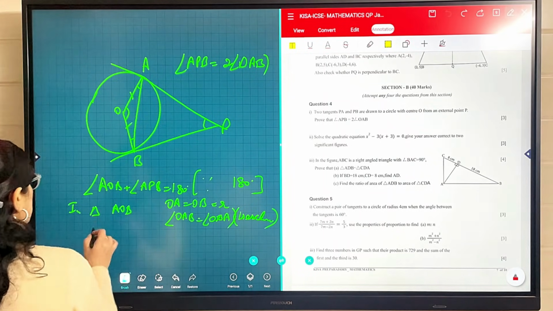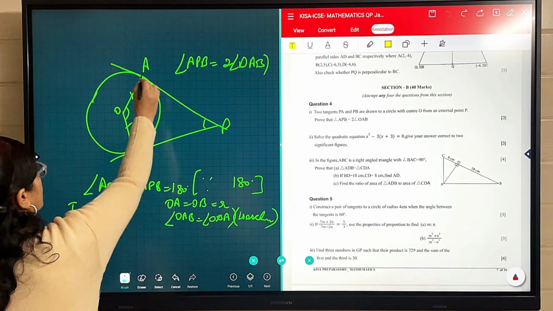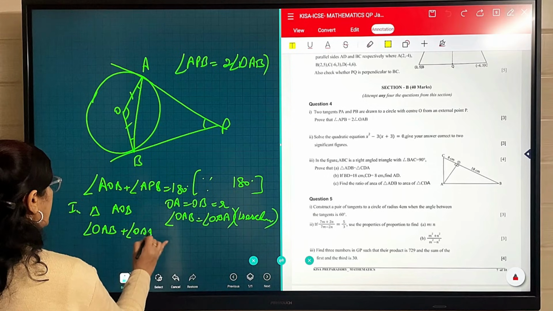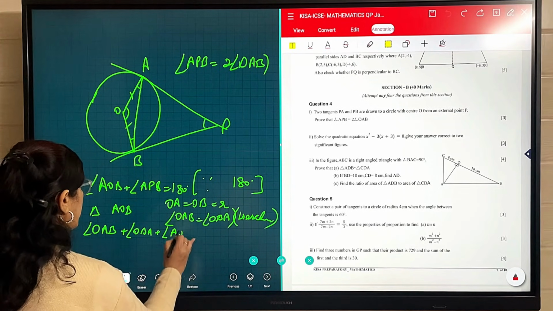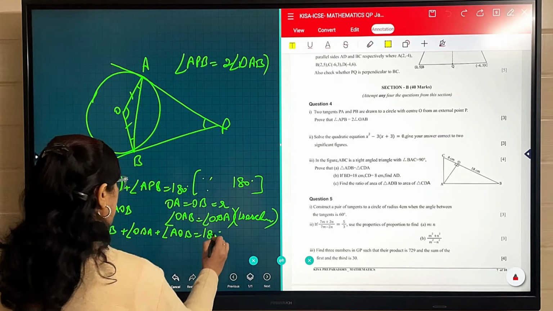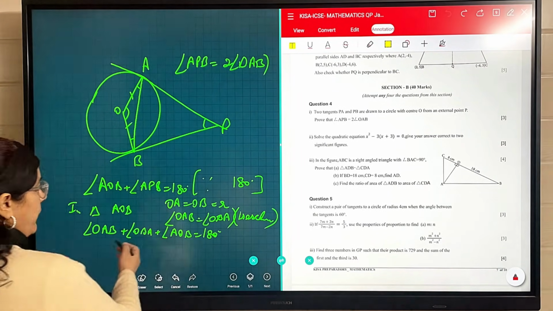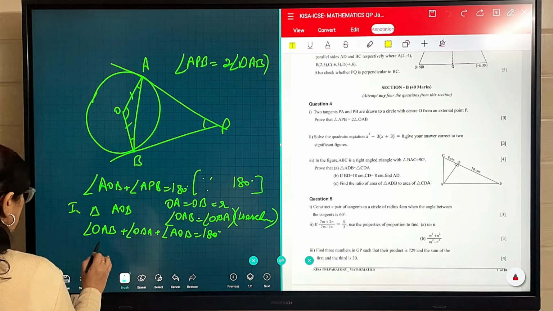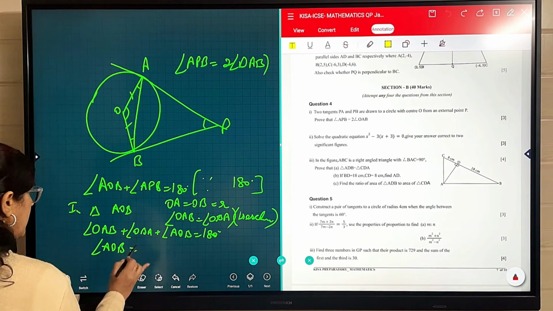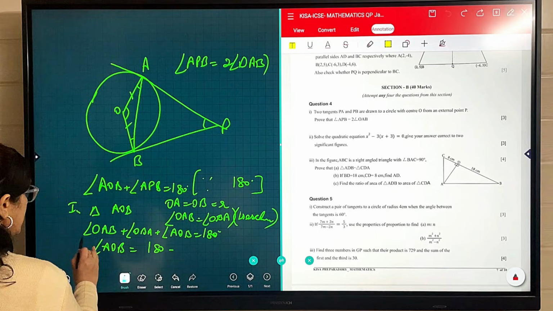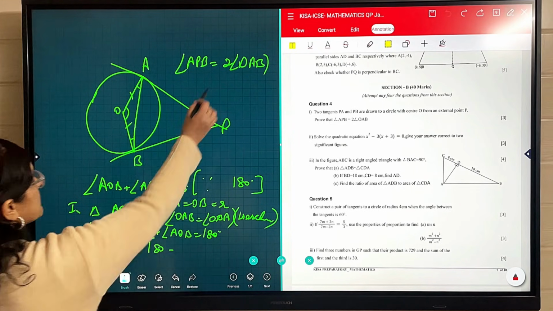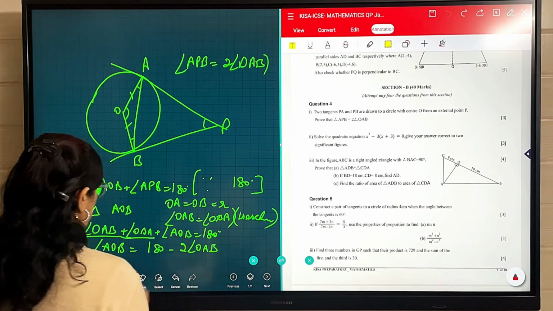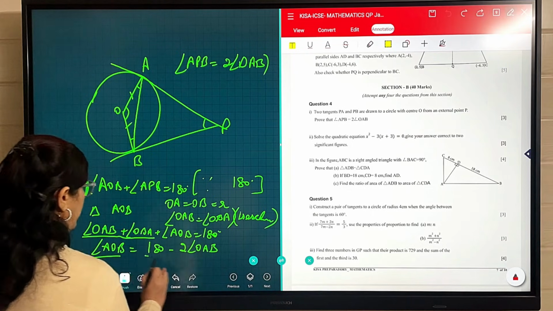So in this triangle AOB, angle OAB plus angle OBA plus angle AOB is equal to 180 degrees, as the sum of angles in a triangle is 180 degrees. Here we need angle AOB, which is equal to 180 minus, because these two angles are the same, twice angle OAB. This is the value of angle AOB from our first equation.